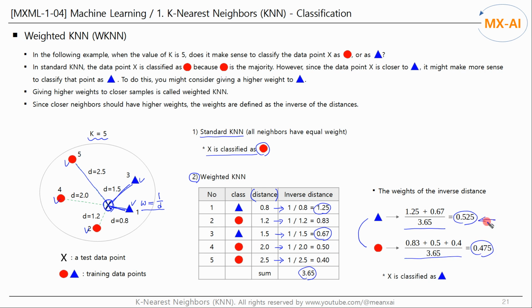We choose the larger of the two. Then this test data point will be classified as blue. Since the data point X is closer to blue, it might make more sense to classify that point as blue. This is weighted KNN.